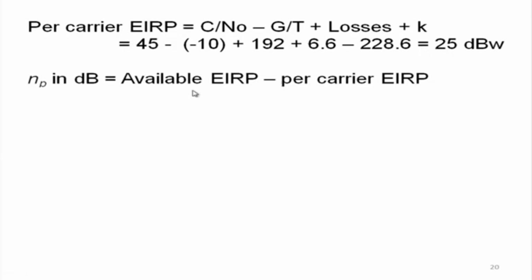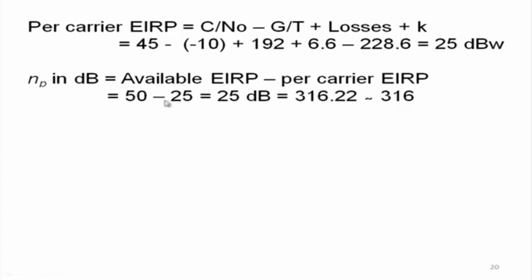So NP is available ERP minus per carrier ERP in dB. So it is 50 minus 25 dB. Again you get a fraction, 316.22 carriers for NP, that is from the power point of view. So you take the lower one, otherwise it will violate the available ERP. So you will be working with 316 carriers. Now this is power wise.